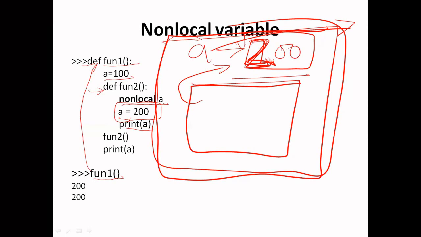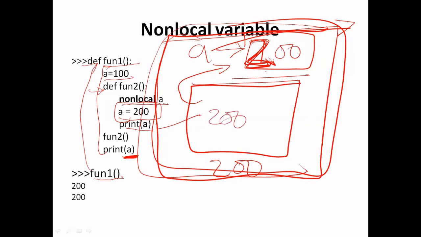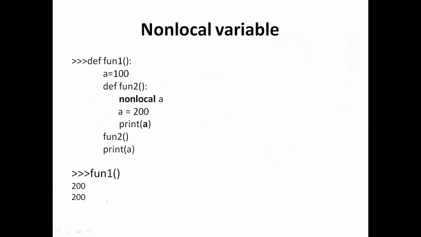And when the control comes to the print a inside function fun1, in this local namespace it has value 200. So the answer will be 200. So for the first line, print a is printing 200, and for this line it will also print 200. So this is all about the local variable, global variable, and non-local variable.